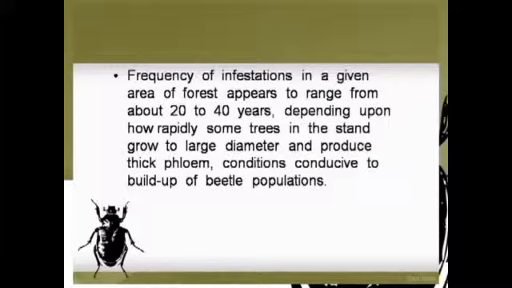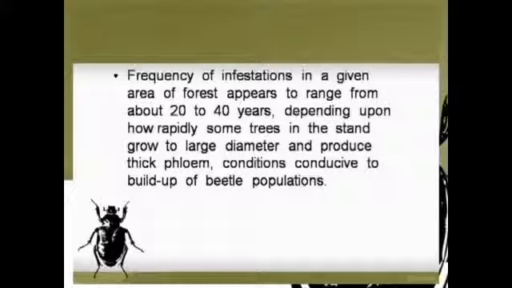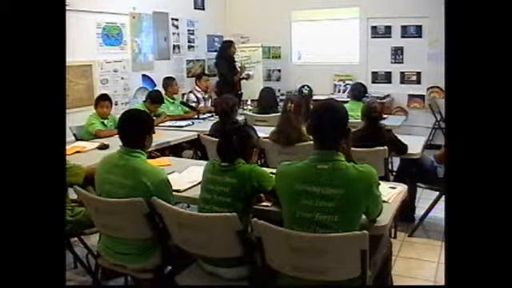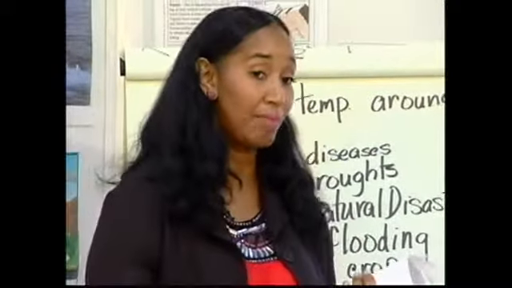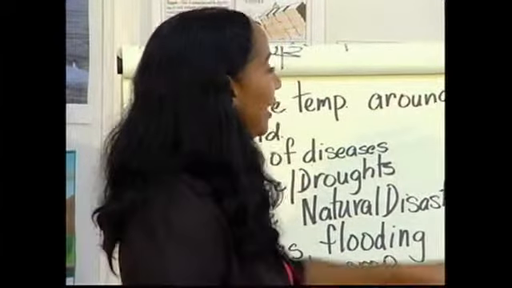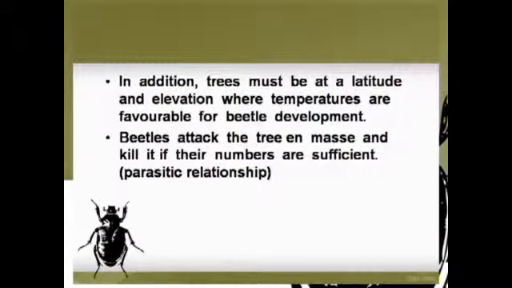Frequency of infestations in a given area of forest appears to range from 20 to 40 years, depending upon how rapidly some trees in the stand grow to large diameter and produce thick phloem, conditions conducive to buildup of beetle populations. So these MPB, the mountain pine beetle, love trees that are mature and trees that have thick phloem. In addition, trees must be at a latitude and elevation where temperatures are favorable for beetle development.